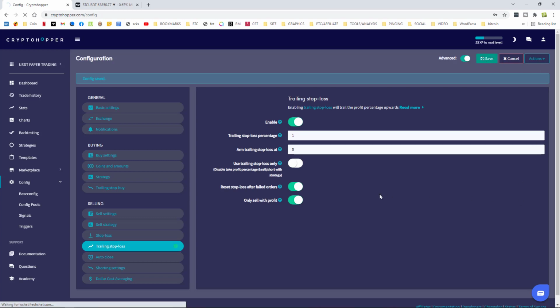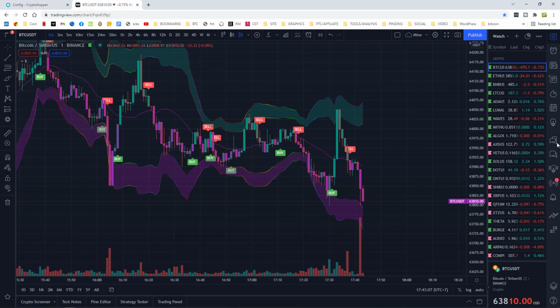Now that is all set, unless you want to set your dollar cost averaging, that's up to you. Now, how do we get these buy signals sent to the bot?